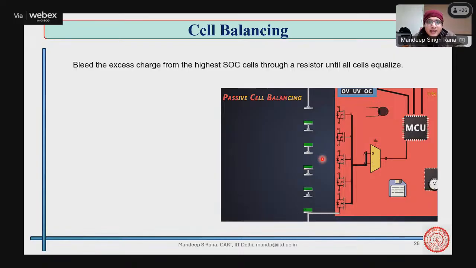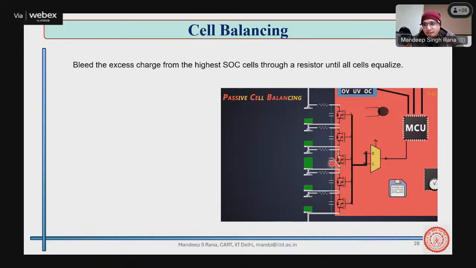Now the next thing we can have is something called balancing. In cell balancing, what we do is we have certain resistors connected to each cell, which are more like your RC filters. Whenever you need to discharge a particular cell which is being overcharged, or you want to bypass some energy, you can create a parallel path for current.